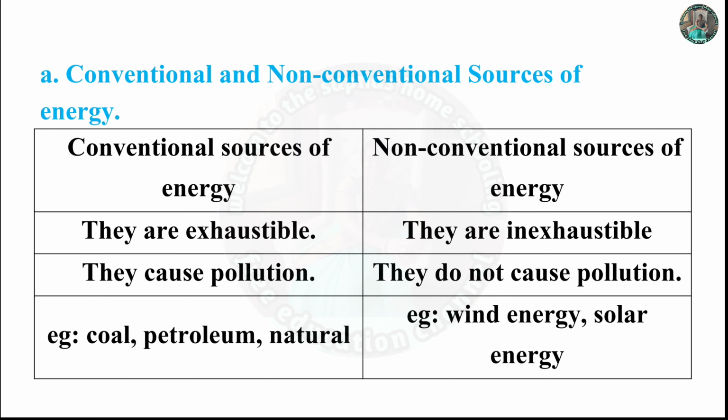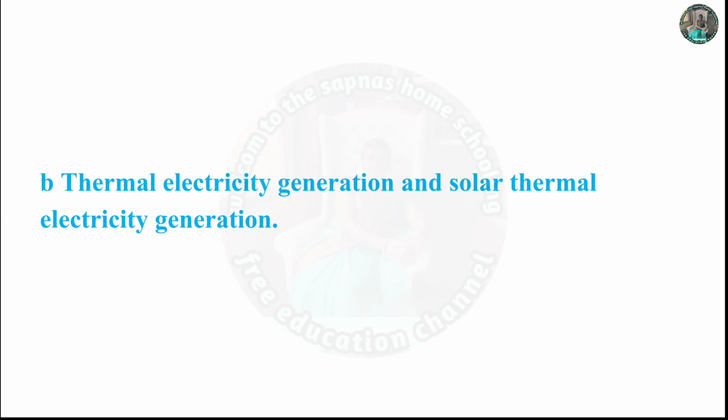Question 6. Explain the difference. A. Conventional and non-conventional sources of energy. Answer: conventional sources of energy, they are exhaustible. They cause pollution. Example: coal, petroleum, and natural gas. Non-conventional sources of energy, they are inexhaustible. They do not cause pollution. Example: wind energy, solar energy.